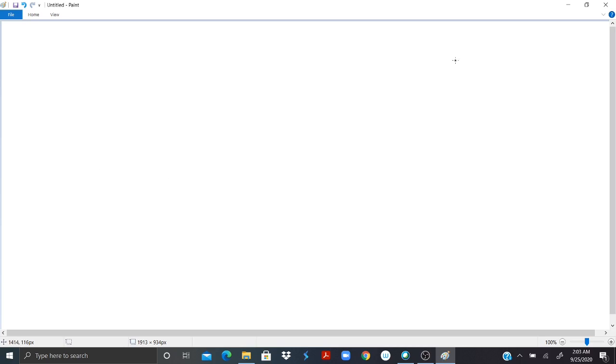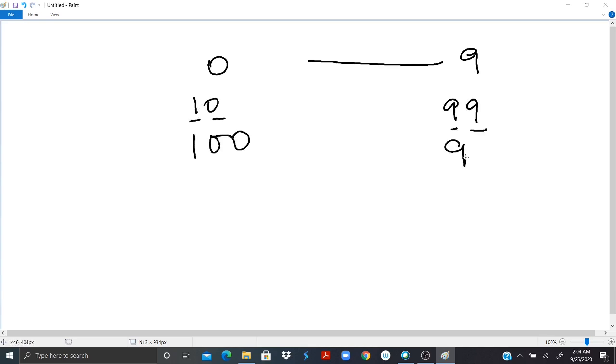Now that we know what whole numbers are, let's start adding them. We will start with single digit whole numbers. So single digit whole numbers are numbers between 0 to 9, and two digits are from 10 to 99. Three digits are from 100 to 999.